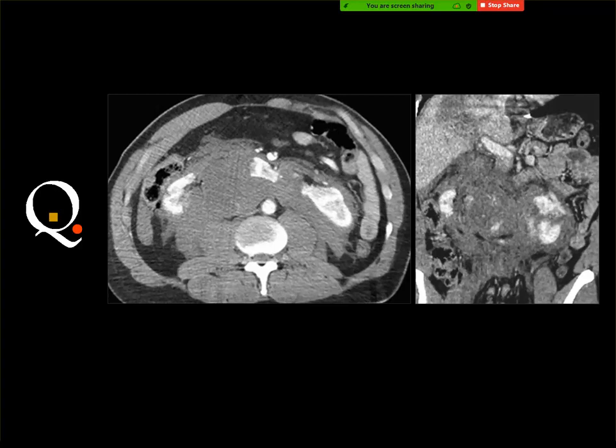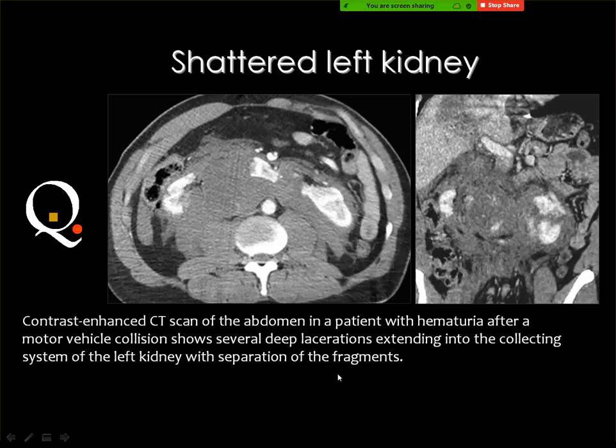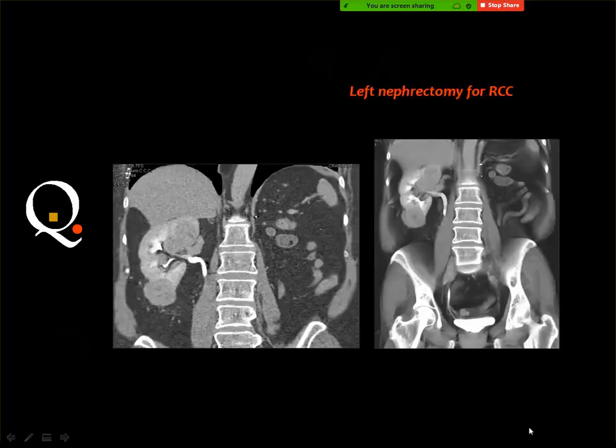Like lymphoma. Trauma. Yes, I think this is trauma. Shattered kidney. Very good. And this is trauma, and it was a horseshoe kidney that has been shattered into pieces with a big perinephric hematoma.